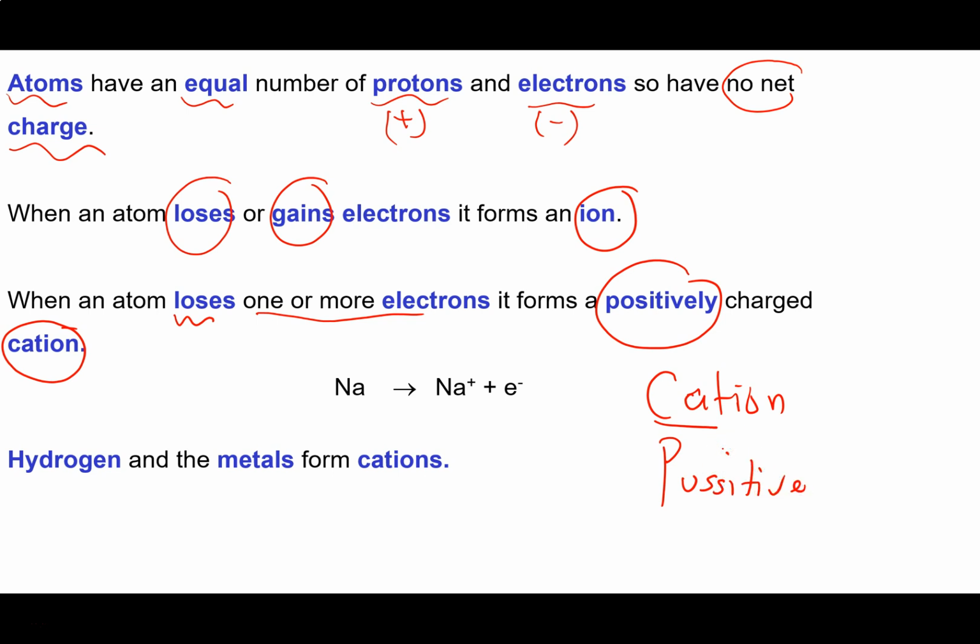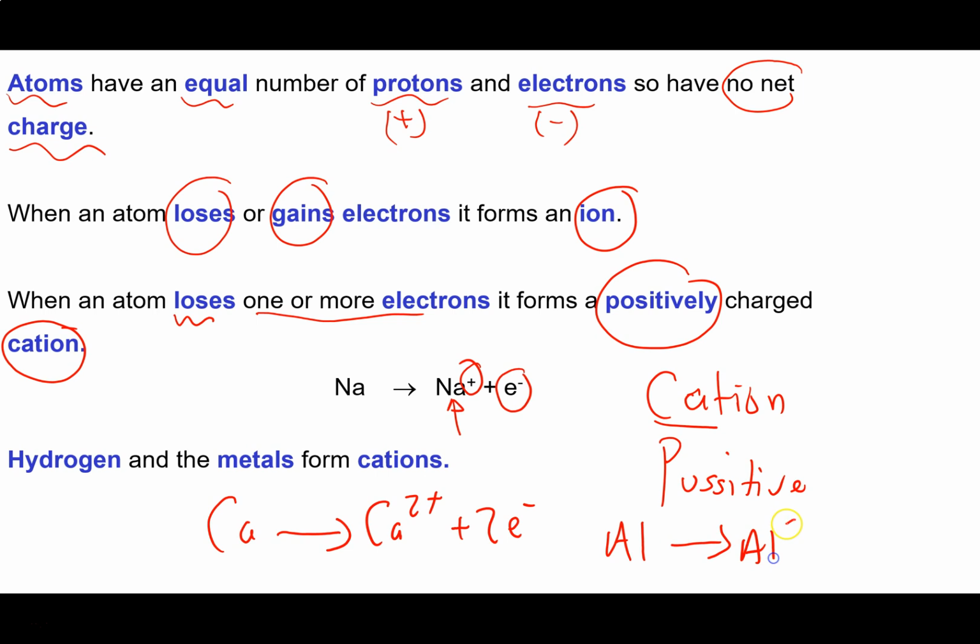Okay, there we go. And what we get is, for every one electron lost, we get a 1 positive charge on our cation. If our atom loses 2 electrons, then we get a 2 plus charge. You see? And if our atom loses 3 electrons, you can see that we get a 3 plus charge. Now, what are the atoms on the periodic table that like to lose electrons and form cations? They are hydrogen and the metals. They all love to lose electrons and form cations.